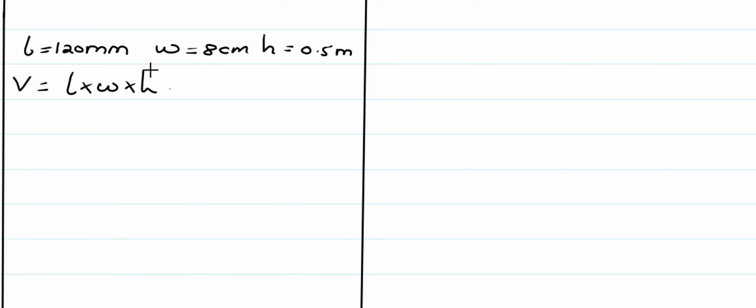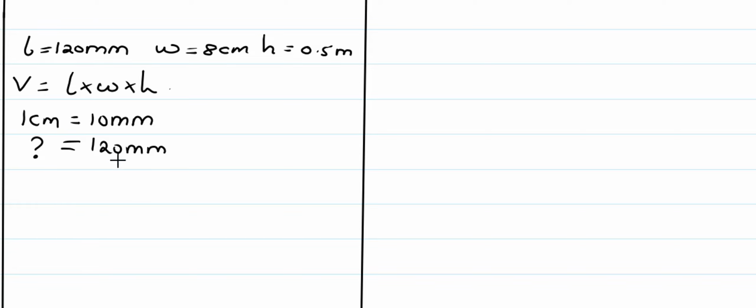height. But as you can see from the dimensions, we are told to give the answer in centimeters cubed. So before we do the solution, we need to convert these units, all of them, to centimeters. The width is already in centimeters, so we don't need to convert it. But we need to convert the length to centimeters. And we said in lesson 7 that 1 centimeter is equivalent to 10 millimeters. So you ask yourself, 120 millimeters is equivalent to how many centimeters?